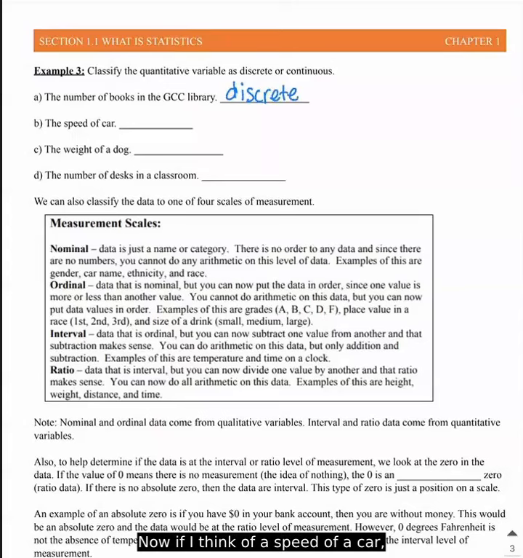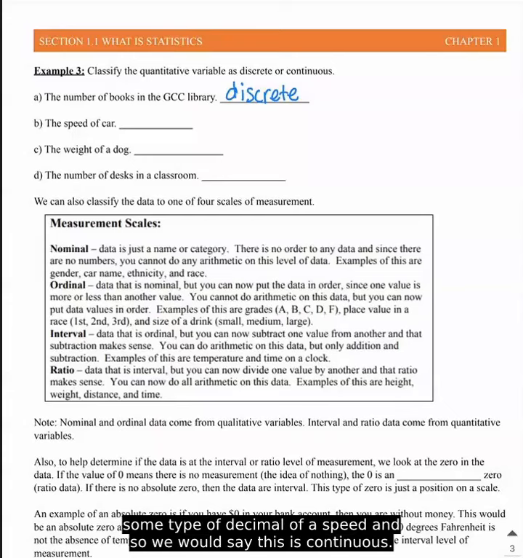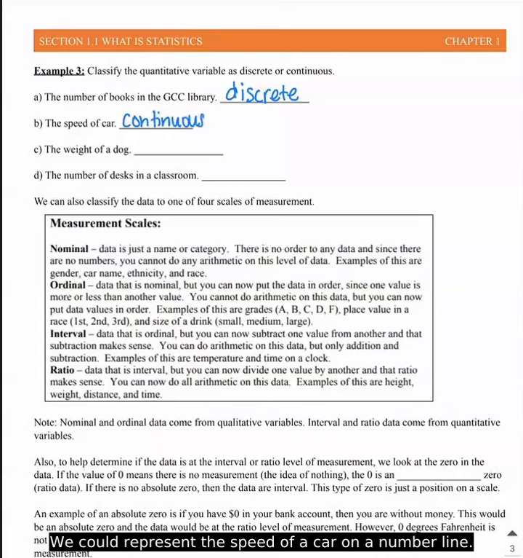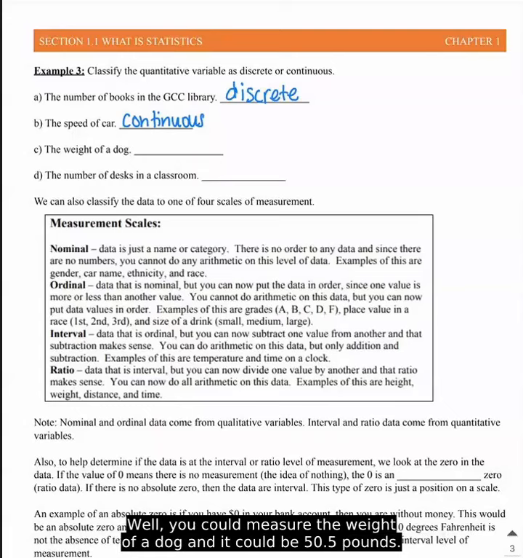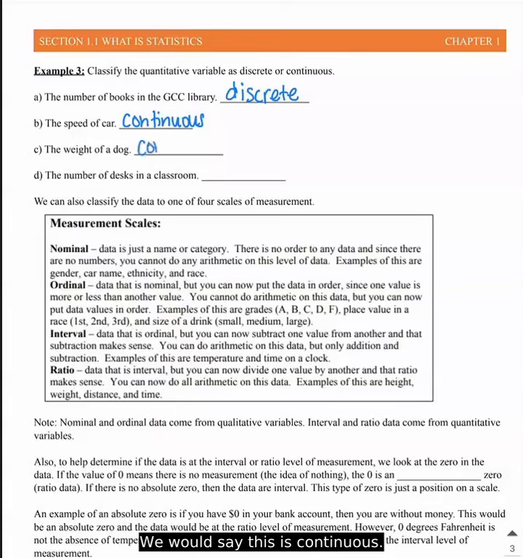And so we would say the number of books in the GCC library is discrete. Now, if I think of the speed of a car, we could be going 65.5 miles, 64.3 miles, so we could be going some type of decimal speed. And so we would say this is continuous. We could represent the speed of a car on a number line. Now, what about the weight of a dog? Could you have a decimal of weight? You could. You could measure the weight of a dog, and it could be 50.5 pounds. So we would say this is continuous.